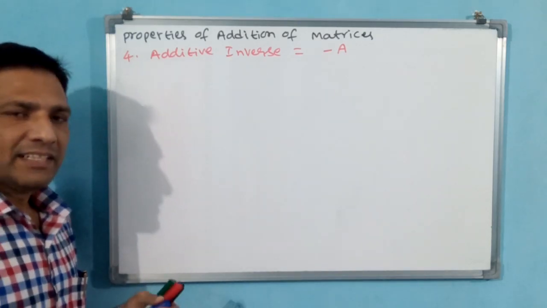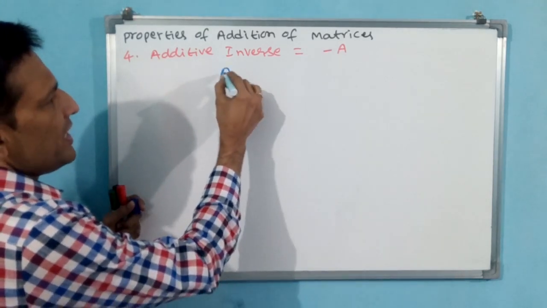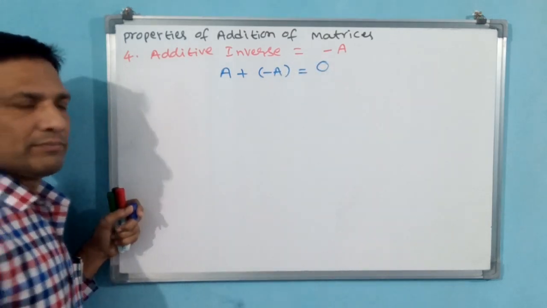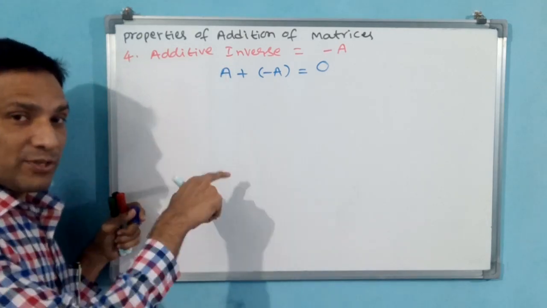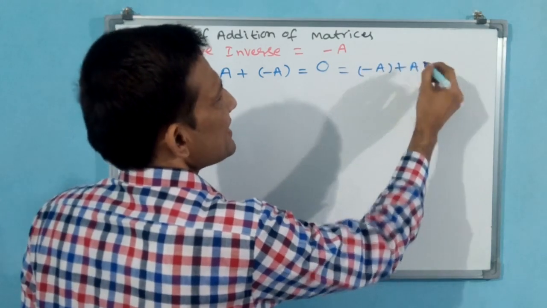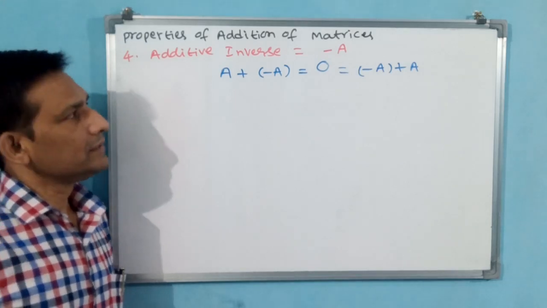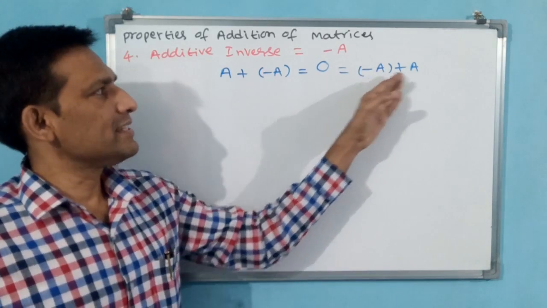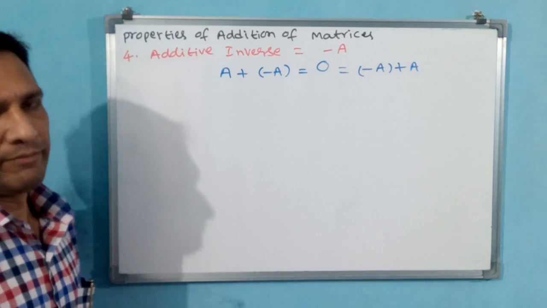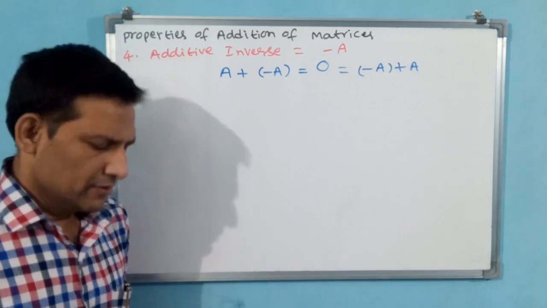What is additive inverse? If you add, then the additive identity has to come. That means 0 has to come. You see here how I am writing. A plus minus A is equal to O, that means 0. What is this O? O is the additive identity. That is equal to minus A plus A. A plus minus A is equal to 0, minus A plus A is equal to 0. 0 means here the 0 matrix, but we are representing it with O.